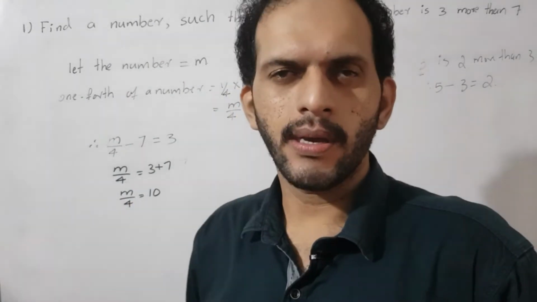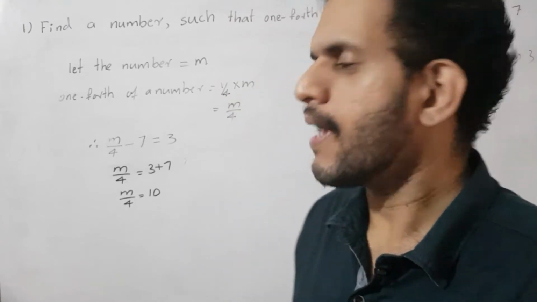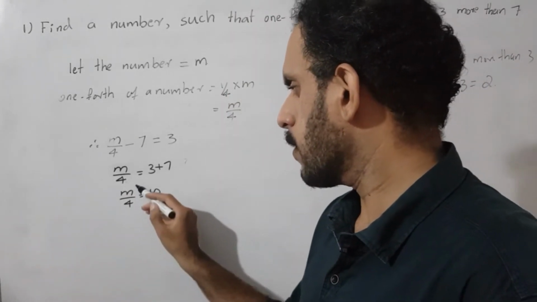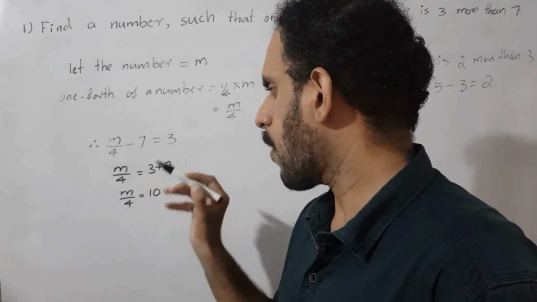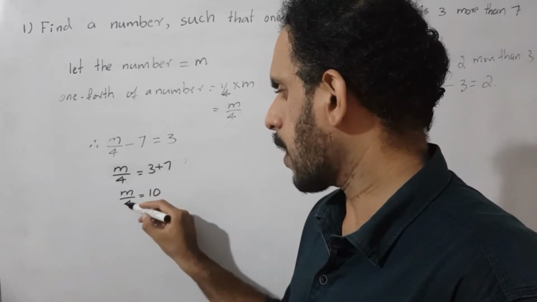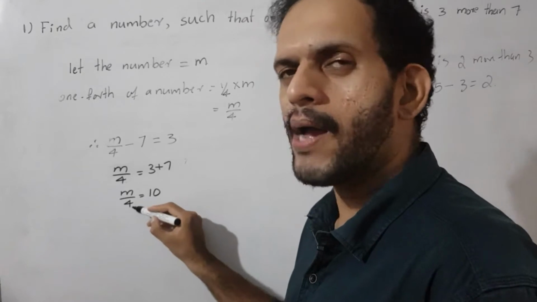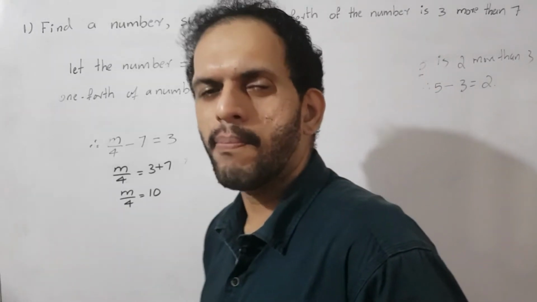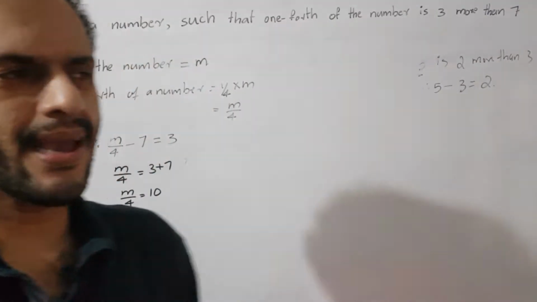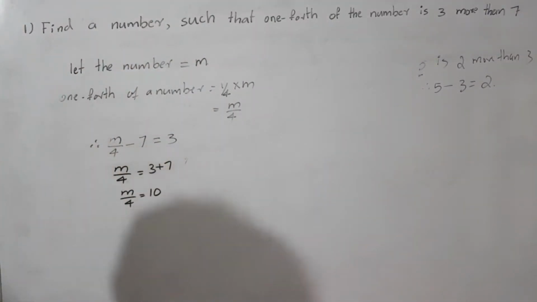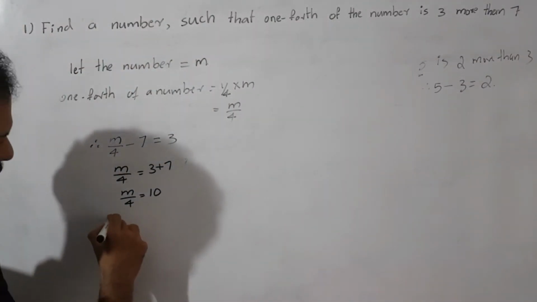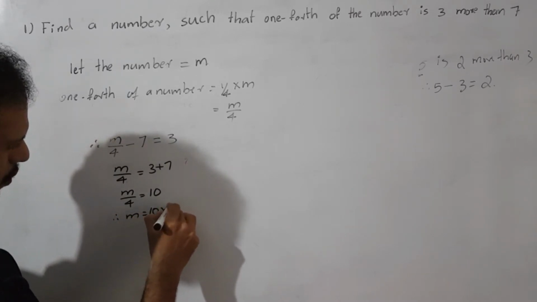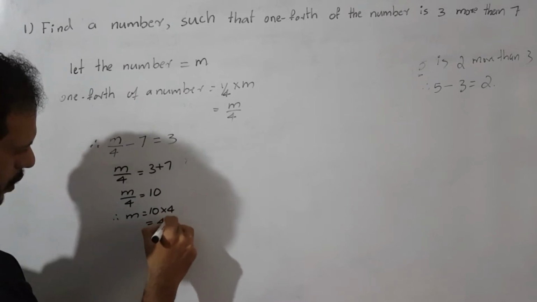Then what are we doing? m and 4 here, we are dividing m by 4, correct? Next we need to get only the value of variable m. So we transpose by 4 to the RHS. Then what is the change? The by 4, when transposing, changes to the opposite operation. That one is multiplication. Therefore m is equal to 10 into 4, which is 40.